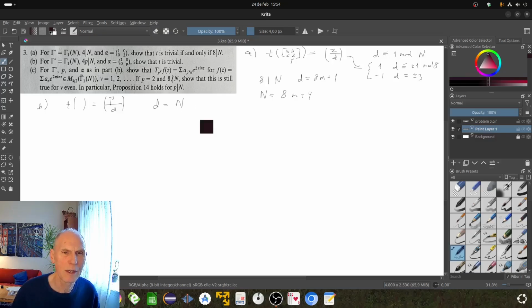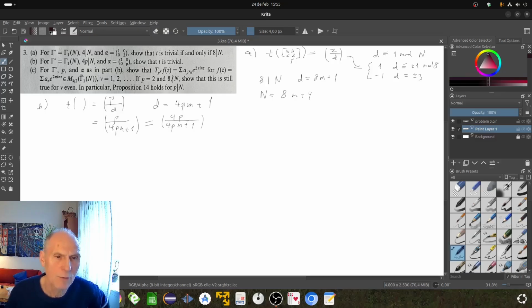I think we must need that. 4p times something plus 1. Well, I have an idea. It's equal to 4p, because 4 is a square. So 4 on the 4pn plus 1 is unity. Nah, then I would use translation.